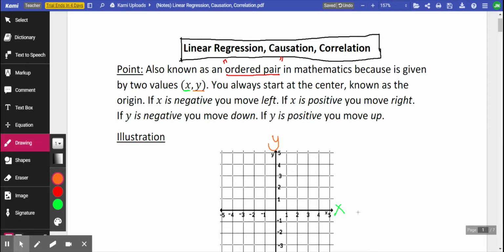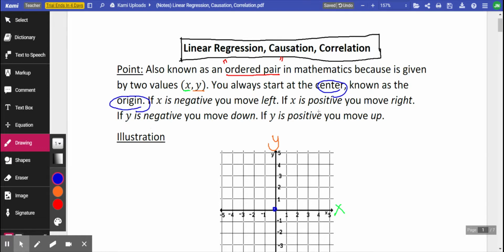The x-axis is the horizontal line that's in the middle running through the center, or the origin. The y-axis is the vertical line that runs up and down through the middle, or the origin. So the key word here is origin. We always start at the center. That center point right here is known as the origin. Every single time you want to graph a point, you want to start at the origin.